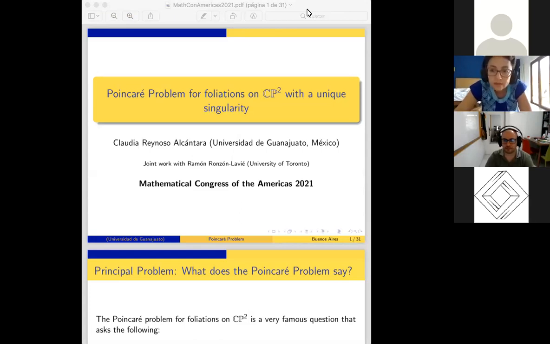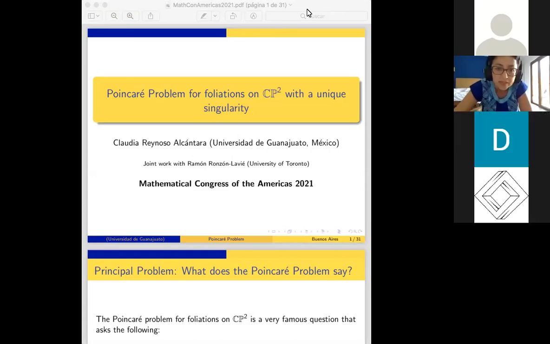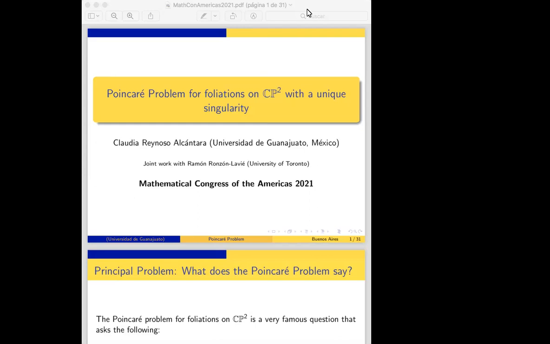Okay, thank you very much for the invitation to the organizers for giving me the opportunity to talk here in this Mathematical Congress of the Americas. I'm going to talk about the Poincaré problem for foliations on the projective plane with a unique singularity. This is a joint work with Ramon Ronson-Lavie from University of Toronto.